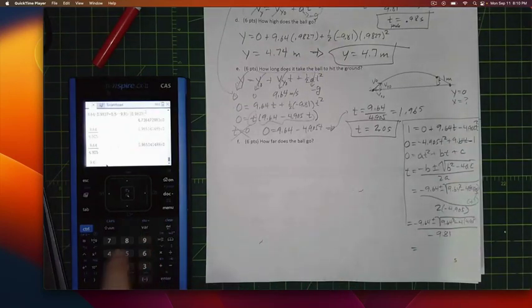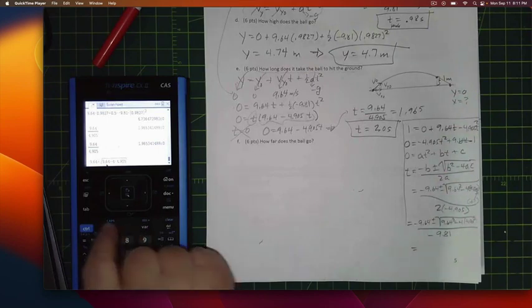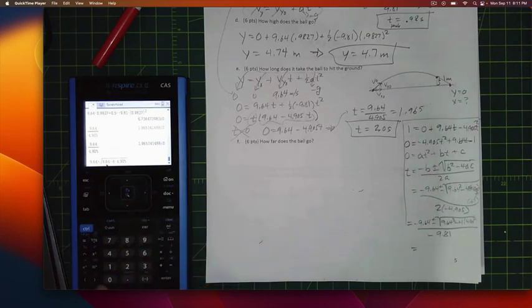Negative 9.64. We'll do the plus first. Plus the square root of 9.64 squared minus 4 times 4.905. Put that in parentheses, and divide by negative 9.81, which is 2a. I just multiplied that in my head and knew that came from gravity in the first place.